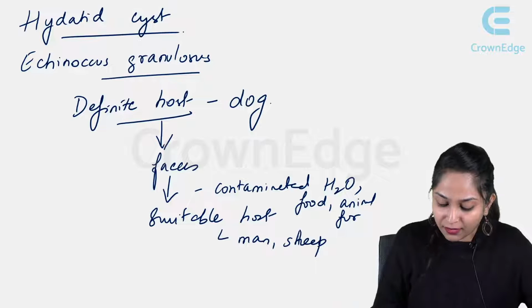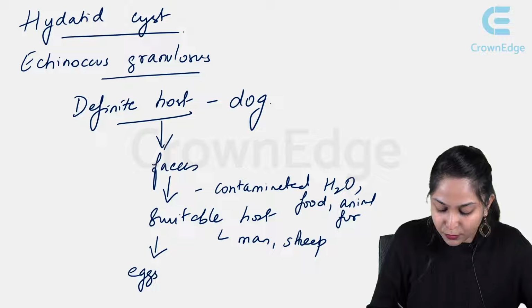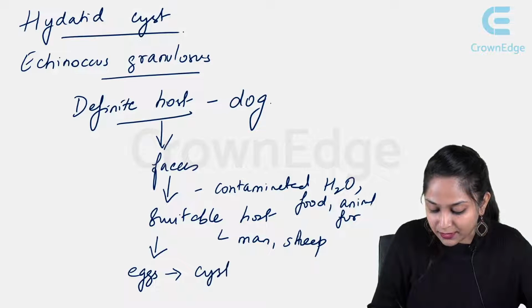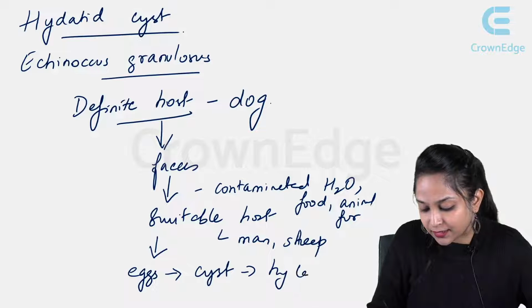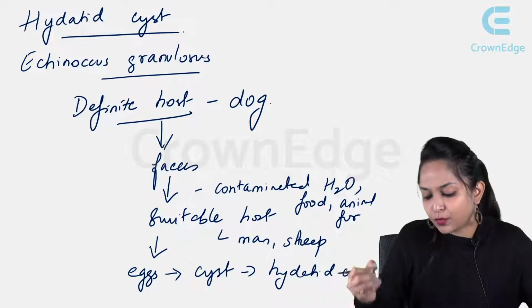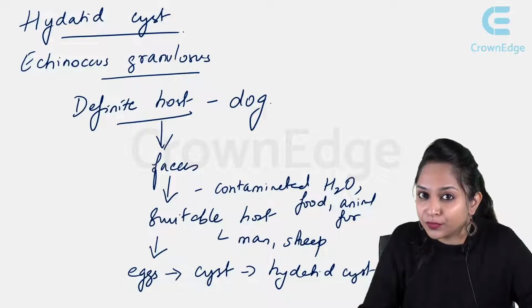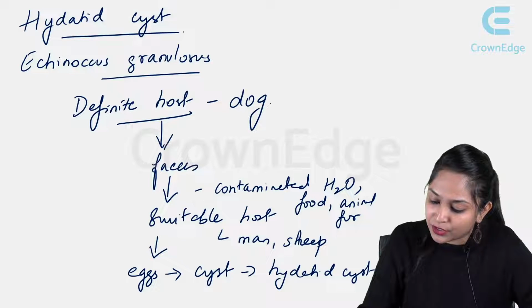So what happens here? Once the larva, the eggs, reach the suitable host, they form cysts, which are called Hydatid cyst. What are the symptoms? There will be nausea, stomach pain, chest pain, all of this in case of Hydatid cyst. So the most important thing you need to remember here is the definite host and the suitable host. What are the definite hosts? Example, a dog. And what are the suitable hosts? Can be a sheep, can be humans. And what is the mode of contact and spread of this particular condition?